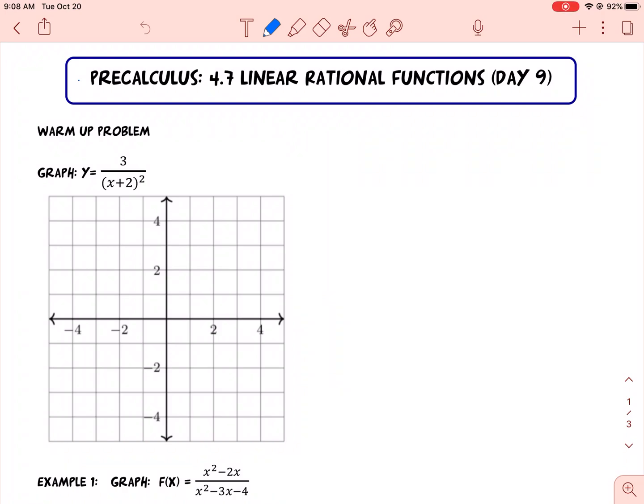Hello, welcome back, peeps. We are again working on 4.7, so please try this first example on your own. Pause the video and let's see how you did.